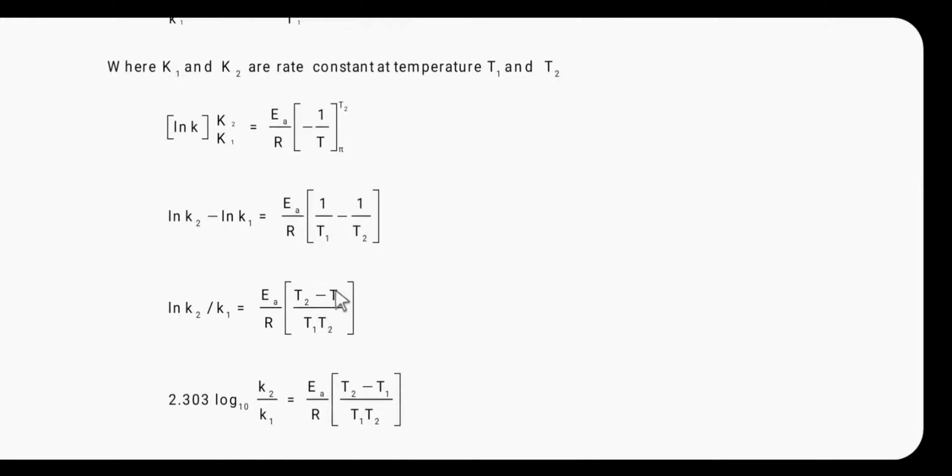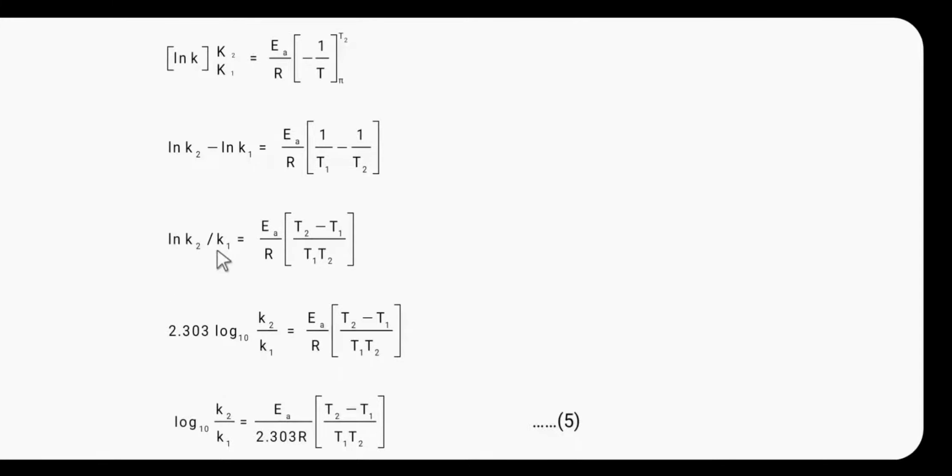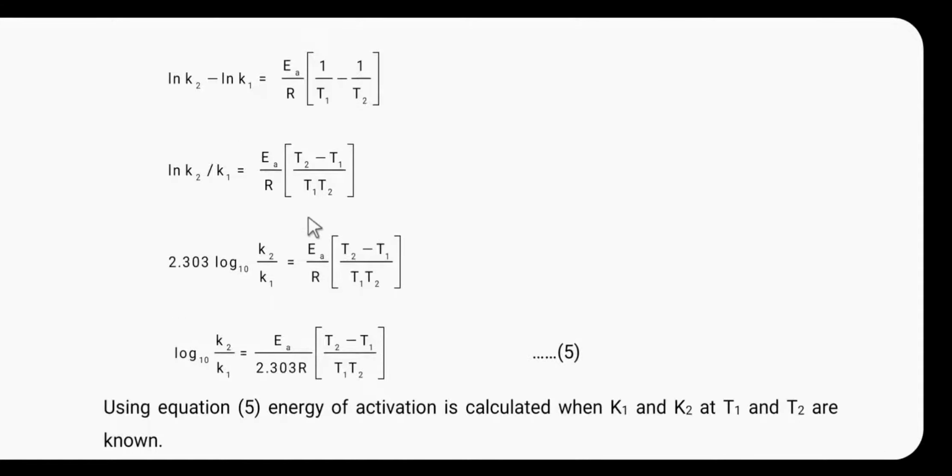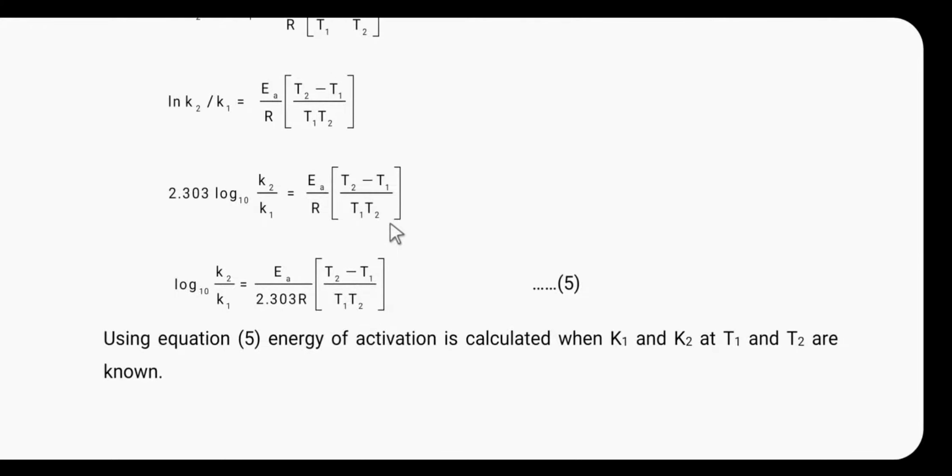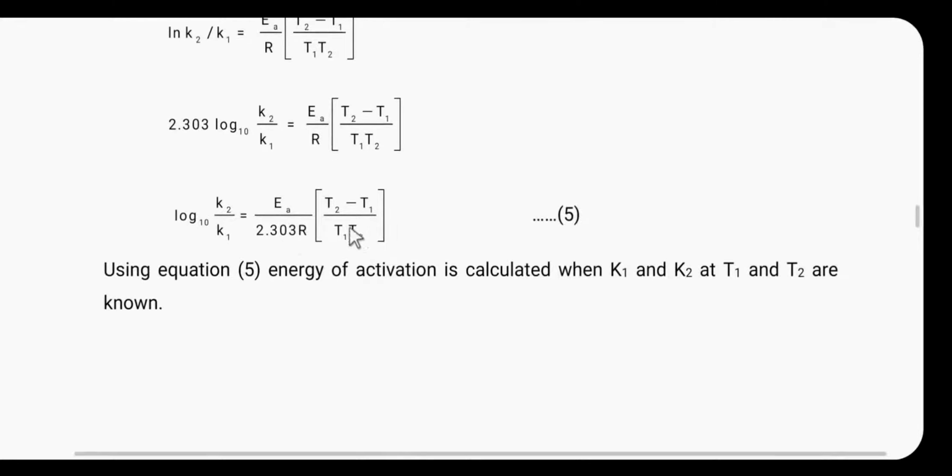upon T2. This can be rearranged in this way. ln k2 by k1 is equal to EA upon R, (T2 minus T1) divided by T1 into T2. Again here ln means log to the base e. Just to convert base e into base 10, multiply by 2.303. So 2.303 log of k2 by k1 to the base 10 is equal to EA upon R in bracket T2 minus T1 divided by T1 into T2. And the final equation is log of k2 by k1 to the base 10 is equal to EA upon 2.303 into R in bracket T2 minus T1 divided by T1 into T2.